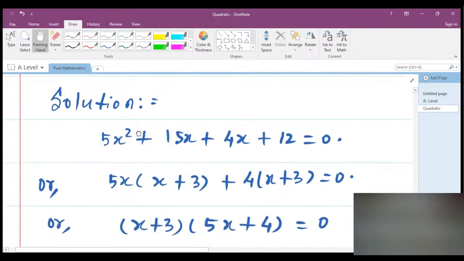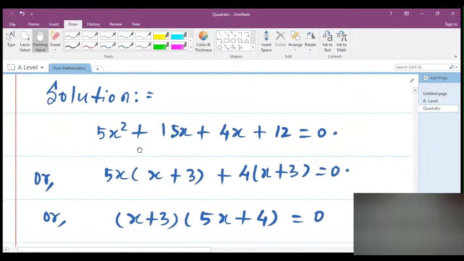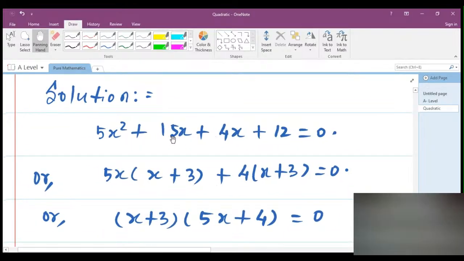So here will be 5x squared plus 15x plus 4x plus 12. Here 15x plus 4x equal to 19x and 15x into 4x equal to 60. So hope that there is no problem understanding up to this step.